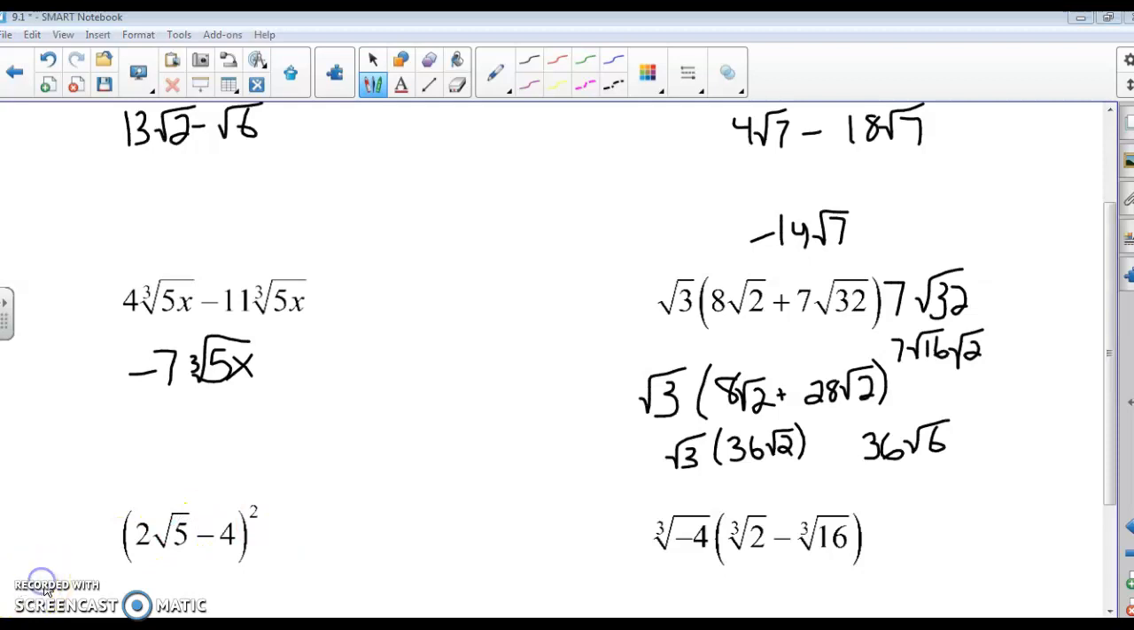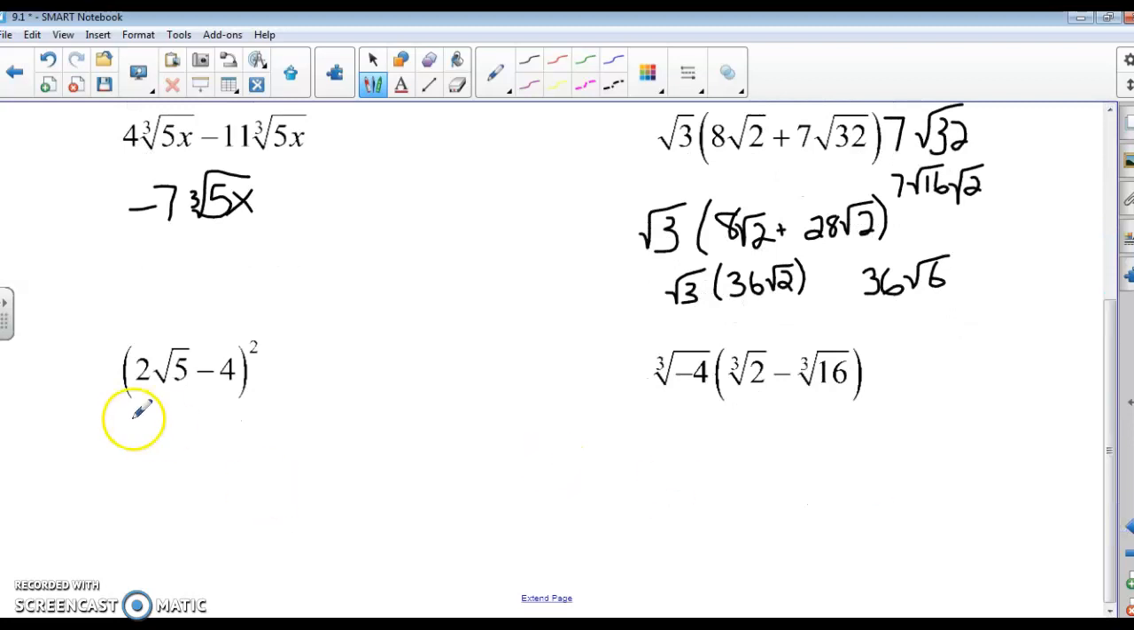Alright. For the next one, we have 2 root 5 minus 4 squared. So we're going to write 2 root 5 minus 4 times 2 root 5 minus 4. Now remember, we're going to do the FOIL method: first, outside, inside, last. We're not just squaring this and squaring this. That's not what we're doing here. We have to multiply everything out. It's a double distribution property.